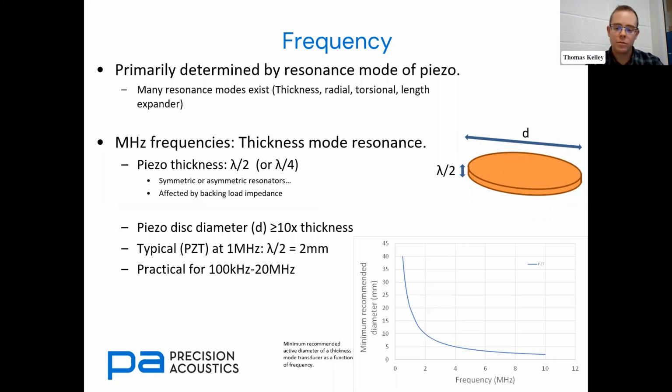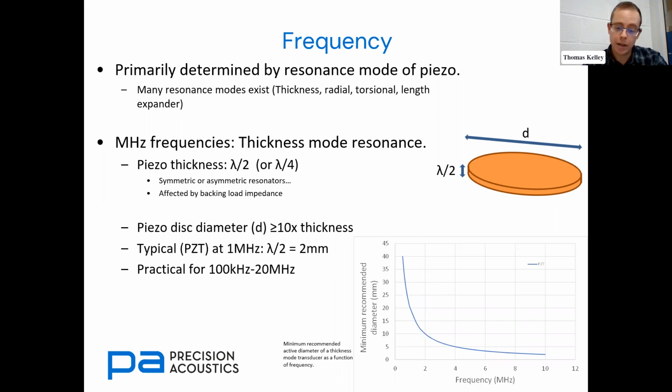All right, so starting with frequency, which is a very fundamental parameter of an ultrasound transducer. I'm going to assume we're all familiar with the concept of frequency. So I'm just going to go straight into what can affect the frequency in a transducer. So the frequency is primarily determined by the resonance of the piezo element. But having said that, we can influence it with several other design aspects, which we're going to touch on in a minute. But going back to the resonance of the piezo element, plenty of resonance modes exist.